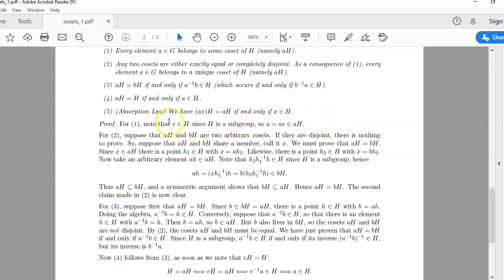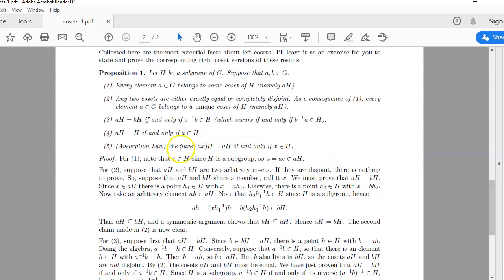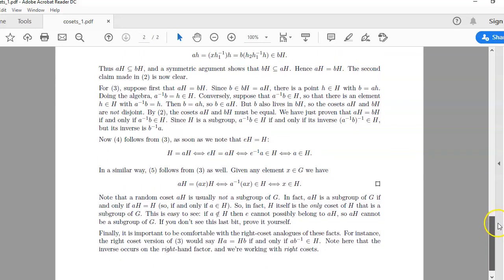So this is an important thing because it tells you how you work with cosets and how you can simplify this complicated guy into this simple guy. So read this proof and ask questions. Read this proof here and ask questions. It's not that bad, to be honest, but it's a little bit confusing.